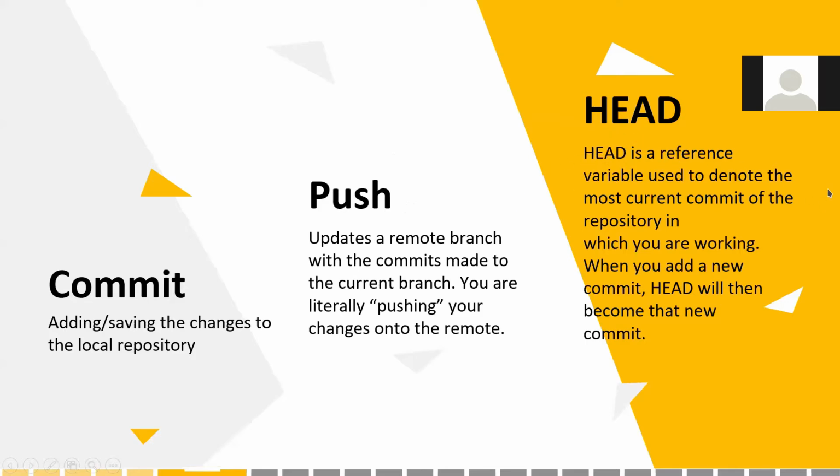Now, head is a reference variable. It is the name of a variable where we store the last commit index, right? So imagine you have a commit. You just made a commit to your project, and we call that commit the head. And if you made another commit, that last commit becomes your head. Likewise, this is like a reference variable. This will again come in handy when you are trying to understand different Git commands as well.